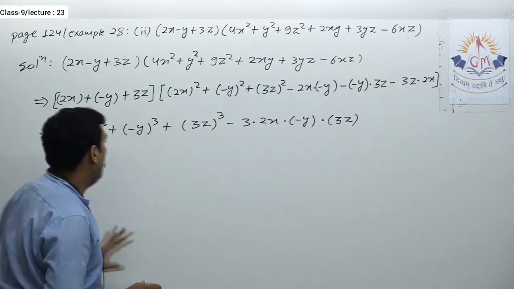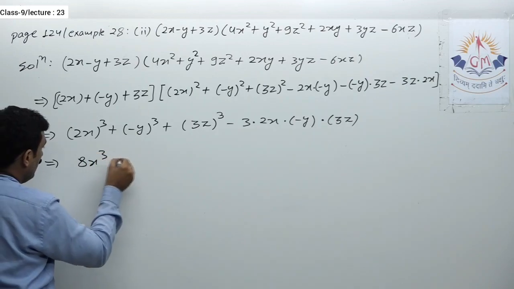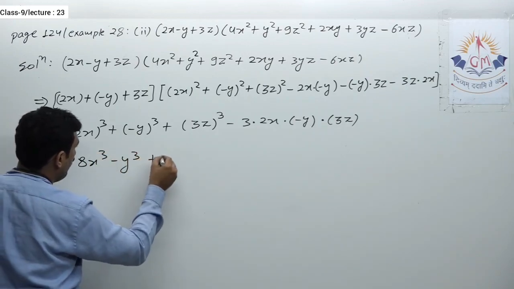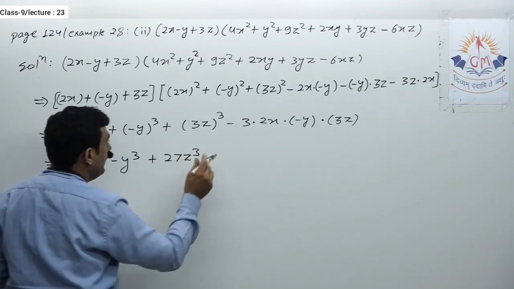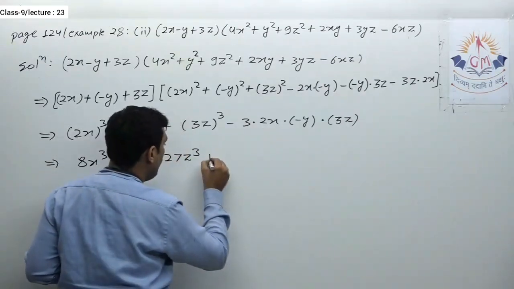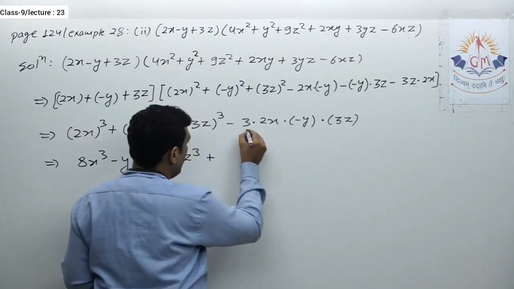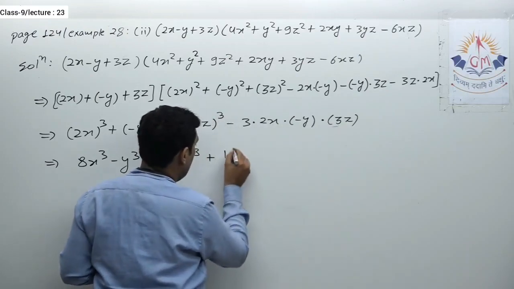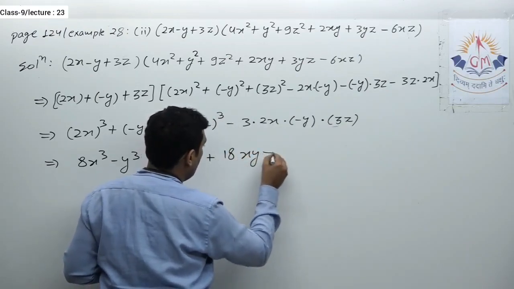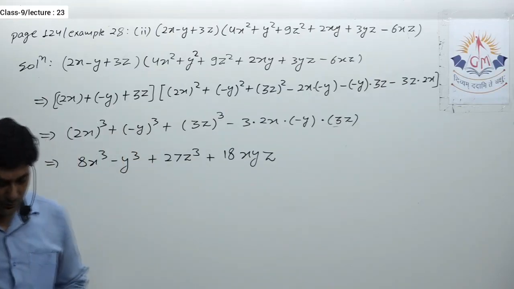Now definitely I will simplify it further. So this gives you 8x cube minus y cube plus 27z cube, and over here minus minus plus, definitely xyz will be there, and in the numeric, 3 into 2 into 3, that is 18. So 18xyz. So this will be my final answer. So please note it down.